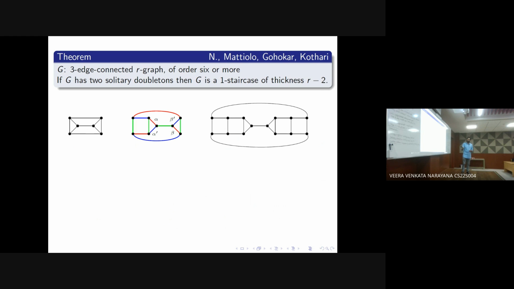Here R is equal to 3. That is the green perfect matching. If you want thickness 2 graphs, you just multiply the green perfect matching. It looks like this.